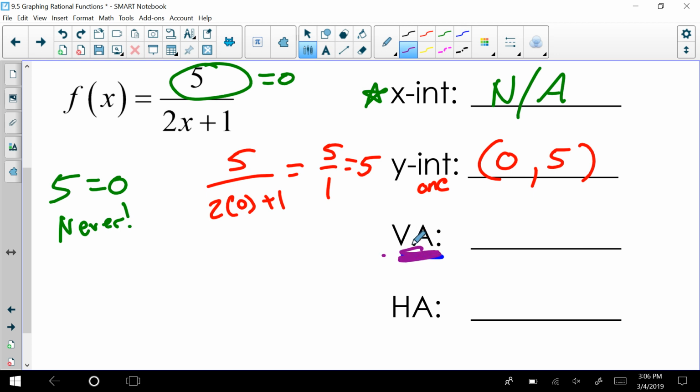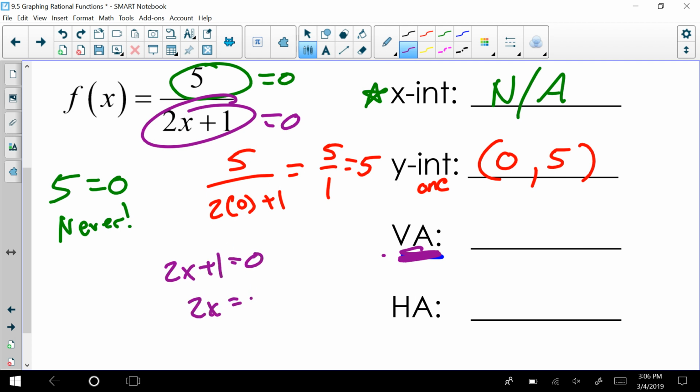The vertical asymptotes, I think I did it in purple last time. The vertical asymptotes, how do I do that? Well, I take the bottom and I set it equal to 0. So that's 2x plus 1 equals 0. That's 2x equals negative 1. That's x equals negative 1/2. These always are x equals, so this is x equals negative 1/2. Feel good about that.